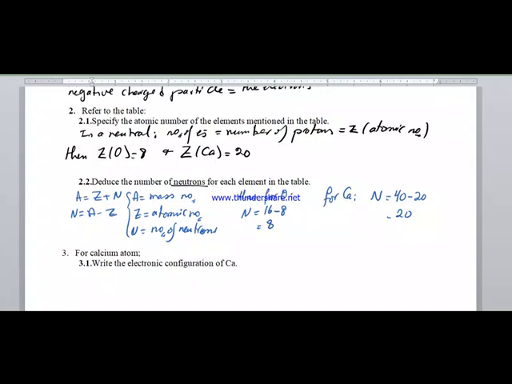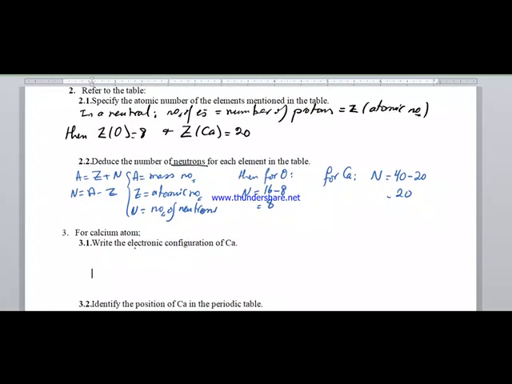Part 3, write the electron configuration of calcium. Since calcium has 20 electrons as given in the table, the electron configuration is K2, L8, M8, and N2.